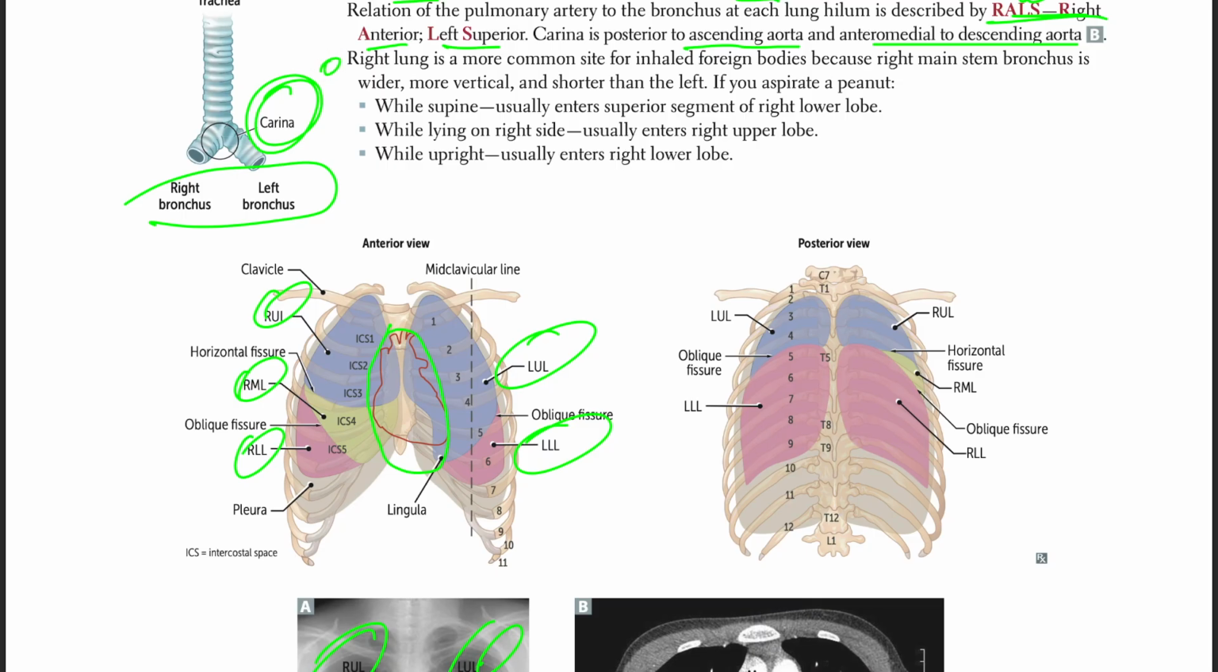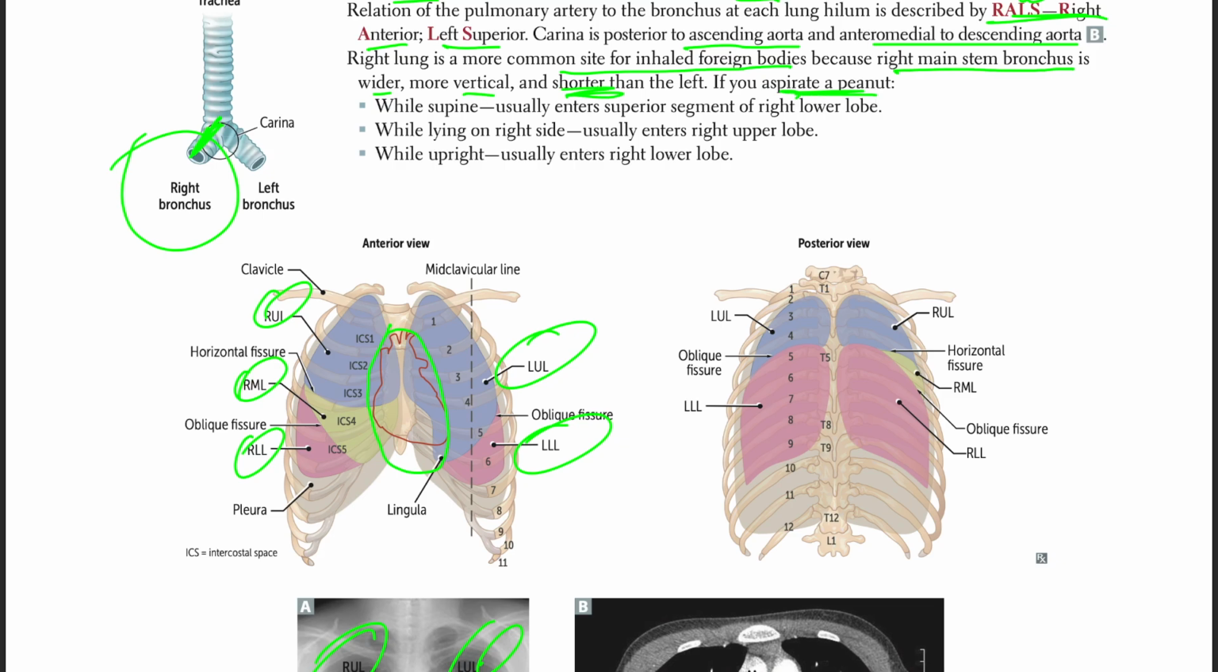Then the right lung is the more common site for an inhaled foreign body because the right main stem bronchus is wider. Important thing. Okay, let me highlight this. So it is wider. You can see it's big. It is wider, more vertical, right? And it is shorter. You can see it is very short.